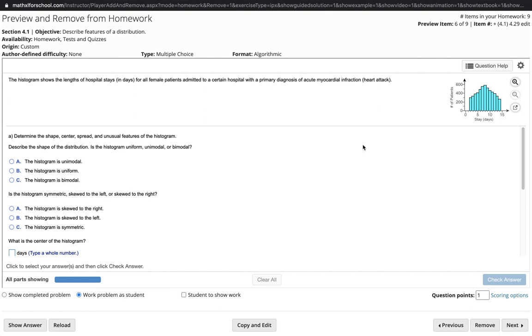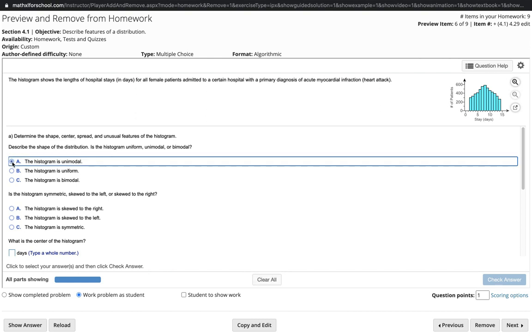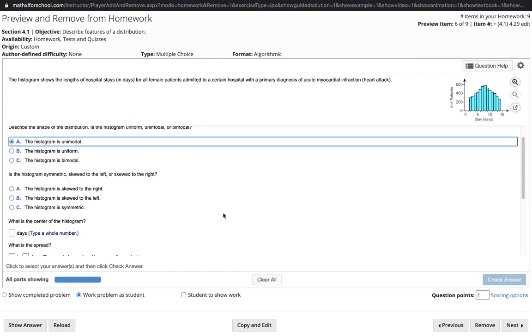The histogram shows the lengths of hospital stays in days for all female patients admitted to a certain hospital with a primary diagnosis of acute myocardial infarction, otherwise known as a heart attack. All right, describe the shape of the distribution. Is it uniform, unimodal, bimodal? I see one high point here. That has one clear high point, so that is definitely a unimodal histogram.